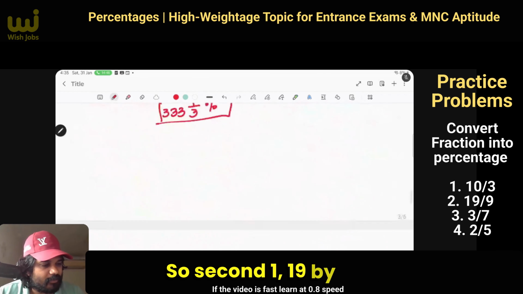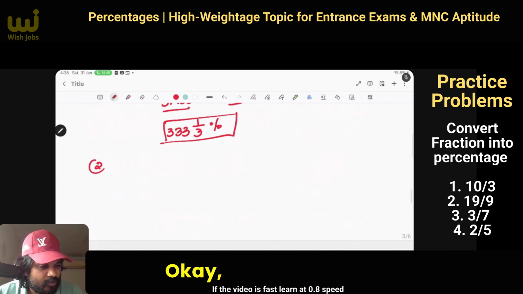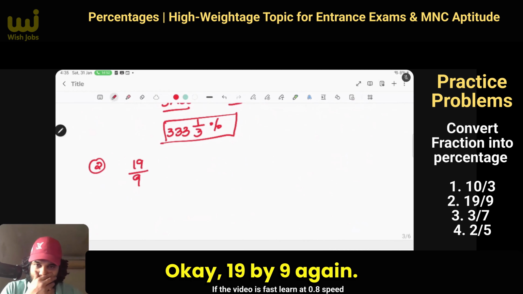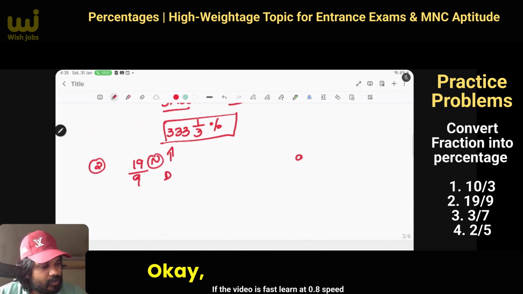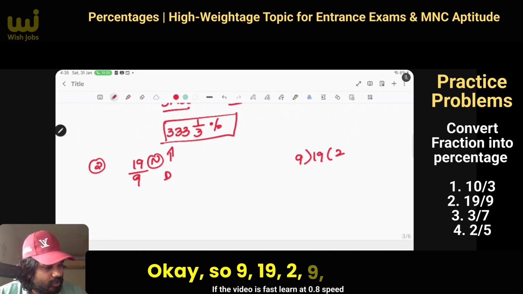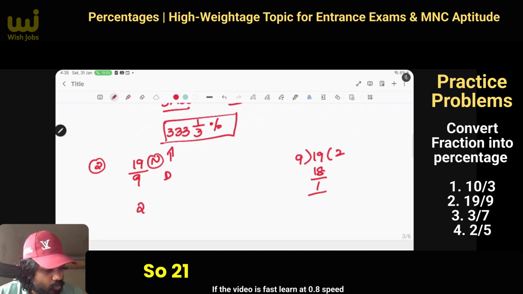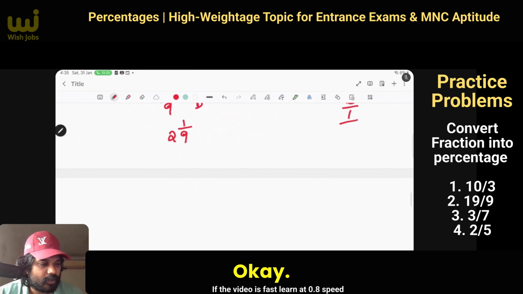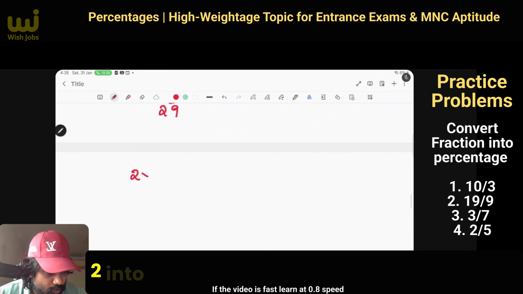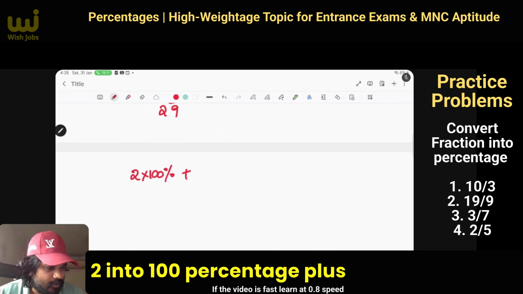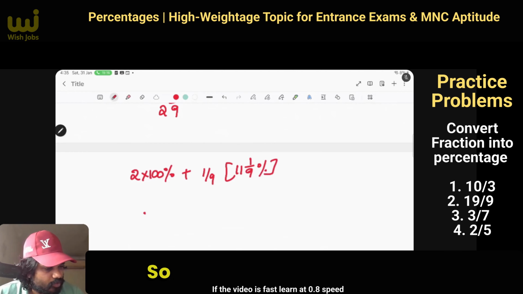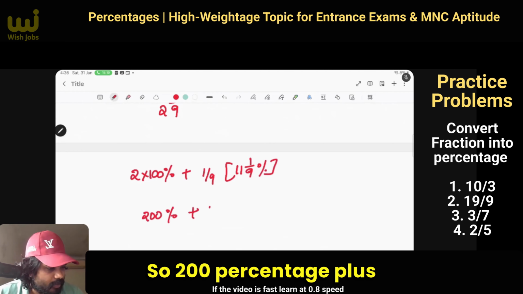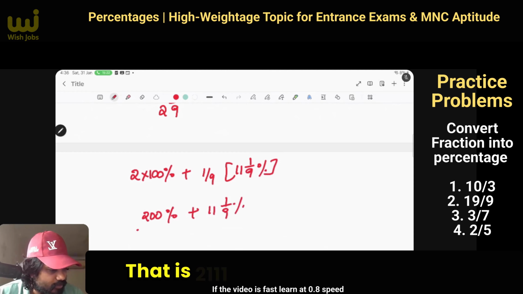So second one, 19 by 9. Okay, 19 by 9. Again, you have numerator greater than denominator. So 9 2s are 18. So 2 1 by 9 is the fraction. If you have 2 as a fraction, 2 into 100 percentage plus what is 1 by 9, which is 11 1 by 9 percentage. So 200 percentage plus 11 1 by 9 percentage, that is 211 1 by 9 percentage.